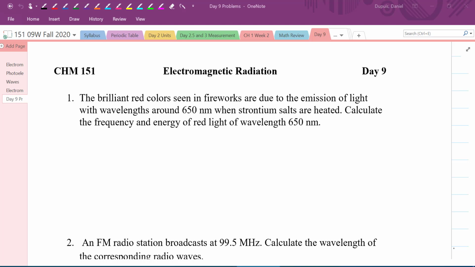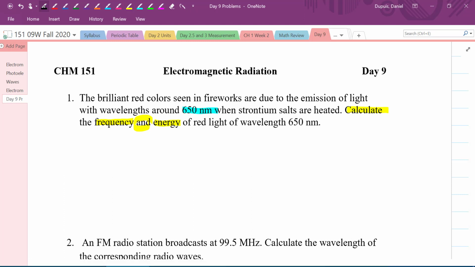Start with number 1. The brilliant red colors seen in fireworks are due to the emissions of light with wavelengths around 650 nanometers when strontium salts are heated. Calculate, there's my verb, calculate the frequency and energy of red light with the wavelength 650.